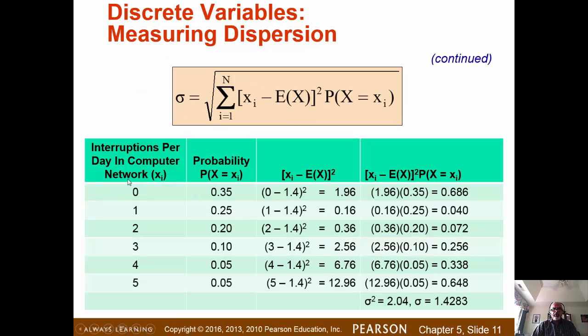Here is an example where these are the possible values of x, and you've already computed E of x in a previous slide. So 0 minus 1.4, being the mean of x or expected value of x, and 1 minus 1.4, 2 minus 1.4, square the difference, okay, and then you take that squared difference, multiply by the corresponding probability, and add them up, and you get your variance of the variable. And you take a square root of that, and you get the standard deviation. Now let's look at an example in Excel.